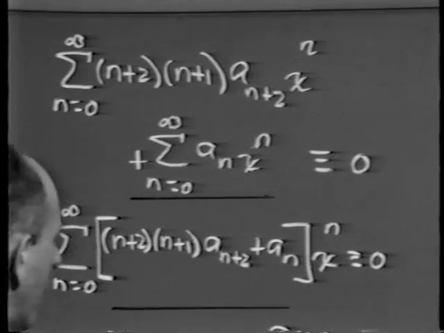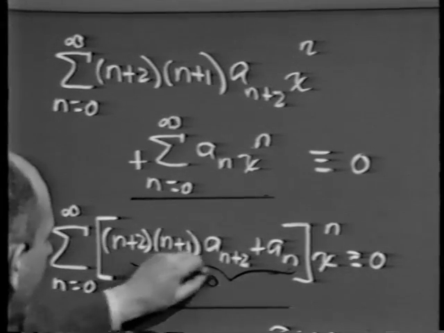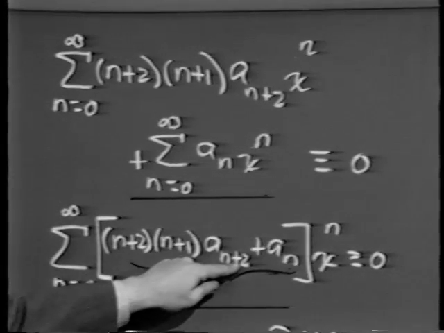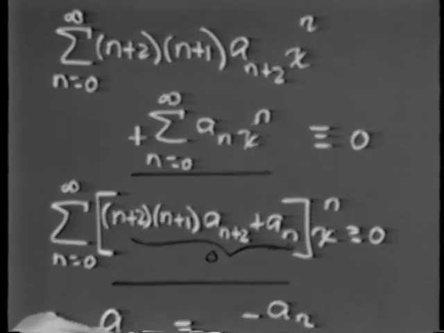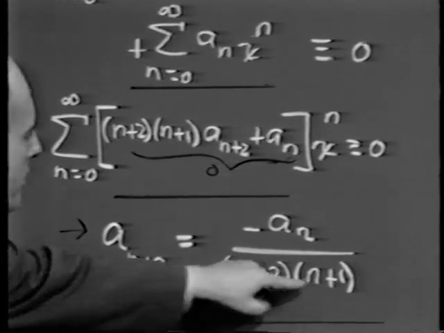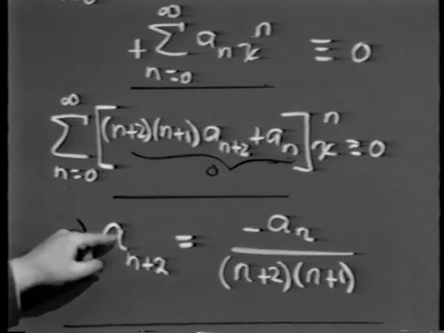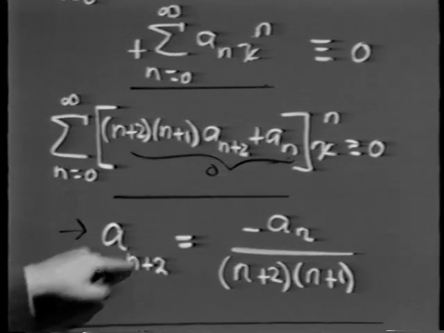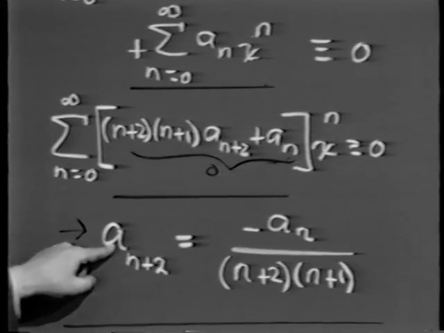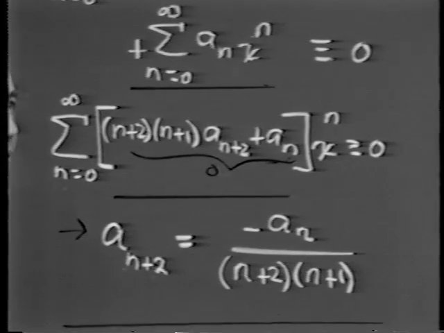I come to the conclusion that because this is to be identically 0, every one of these terms must be itself 0. Setting this equal to 0 and solving for a sub n plus 2 in terms of a sub n, I find that a sub n plus 2 must be minus a sub n over n plus 2 times n plus 1. And what this tells me is that I now know what a term looks like as soon as I know the one that comes 2 before it. You see, notice that this tells me how to find a sub n plus 2 once I happen to know what a sub n is.